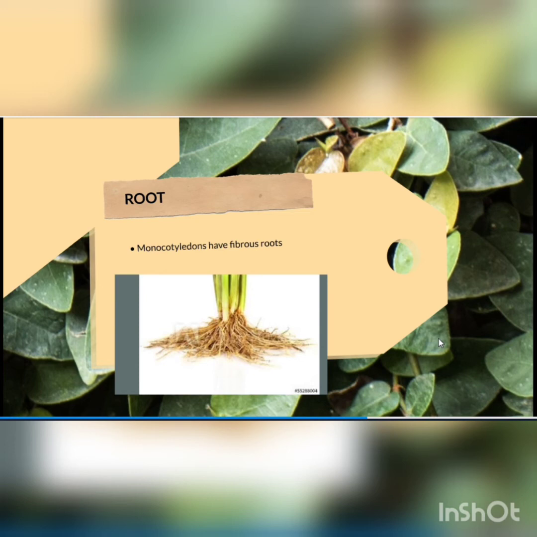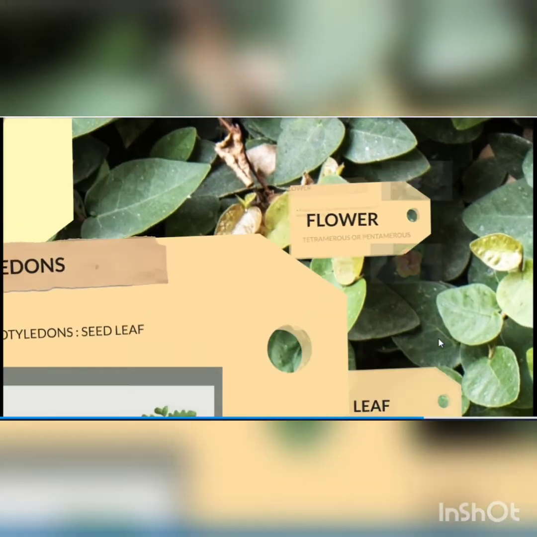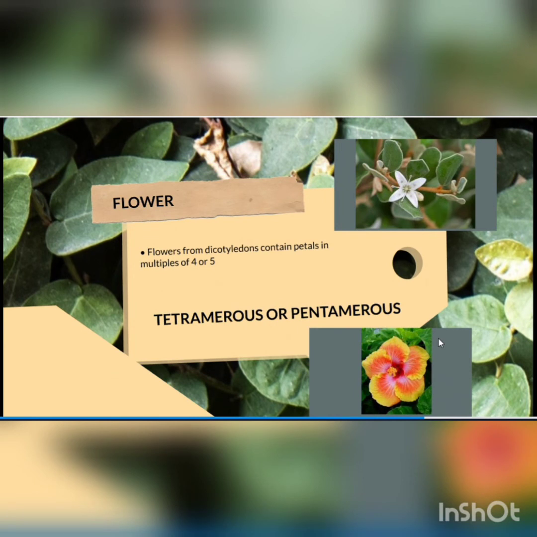Now let us see what a dicotyledonous plant looks like. Dicotyledons, as the name suggests, have 2 cotyledons. Seed leaves are 2 in number. In this germination cycle, if you look, from one node there are 2 leaves emerging. So this is a dicotyledonous plant. And now let us see how their flowers are arranged. Flowers of dicotyledon plants have petals in multiples of 4 or 5. So scientifically they are tetramerous or pentamerous, based on the arrangement of petals.